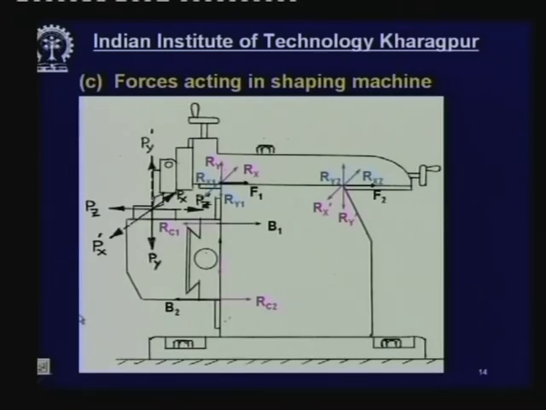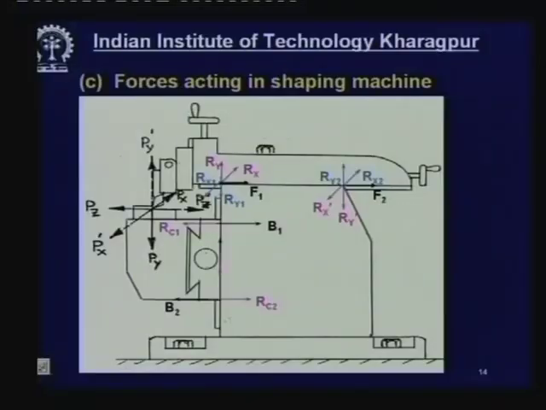Now, forces acting in shaping machine and planing machine. Planing machine and shaping machines are more or less same. So, let us consider only shaping machine. The shaping machine is very simple.